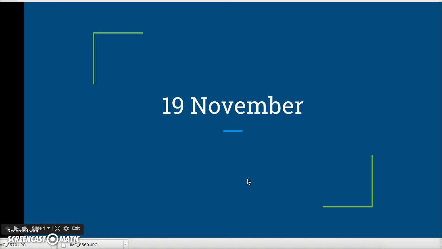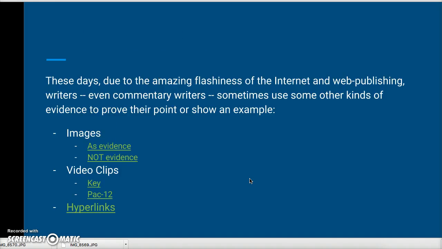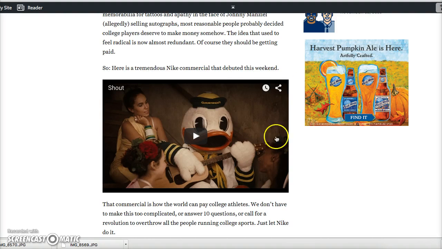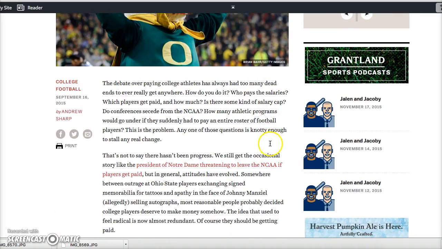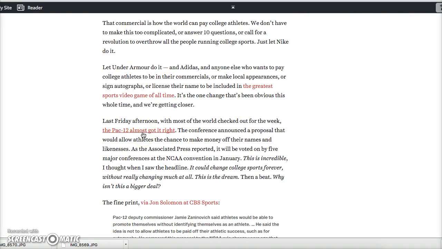The other cool thing, this got out of control, huh? The other cool thing you can do is use hyperlinks. So let's go back to the Pac-12 article again. Every time there's red, this is linking to another article all the way through.